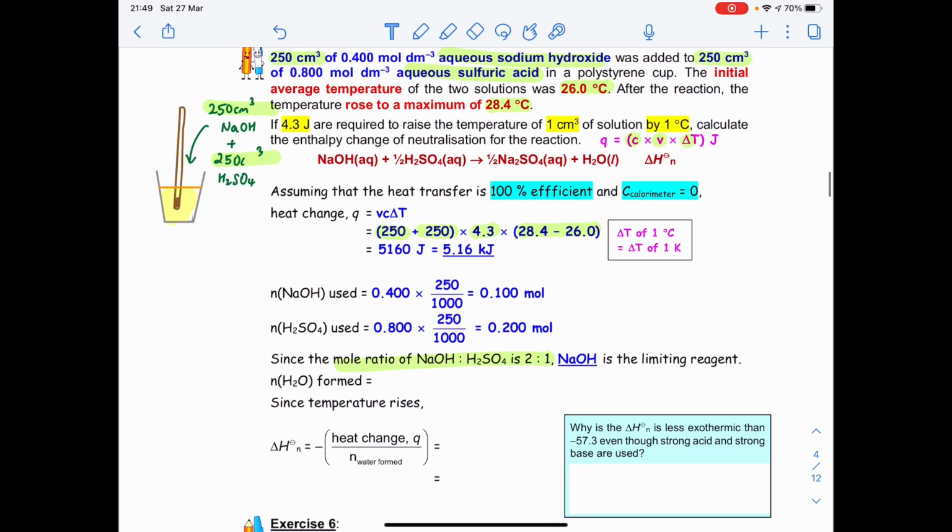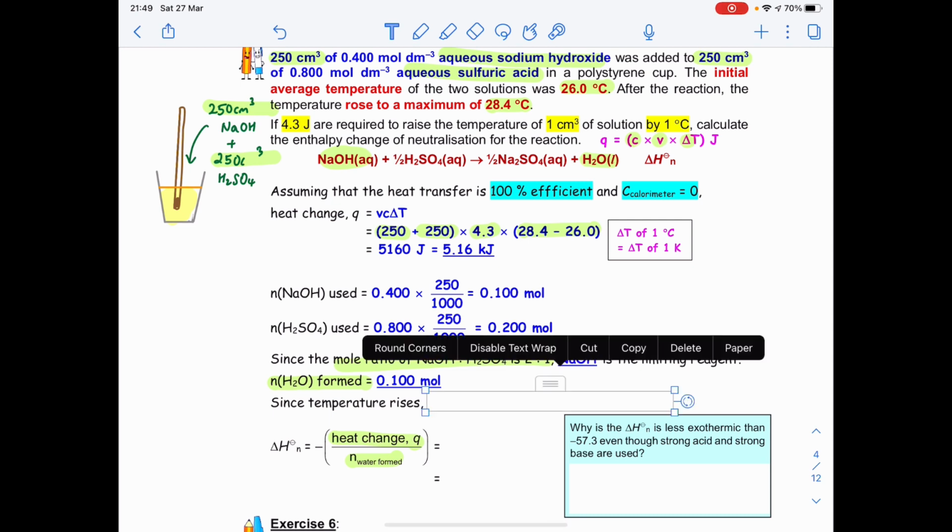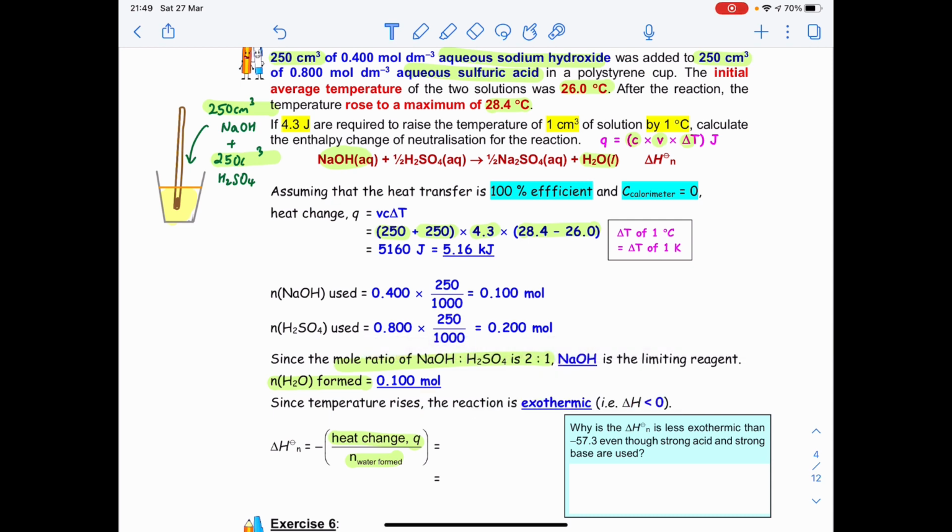To calculate the enthalpy change of neutralization, which is equal to minus Q over amount of water produced, I will need to know the amount of water formed. So from the limiting reagent, which is sodium hydroxide, the mole ratio of sodium hydroxide to water is 1:1. So the amount of water produced is the same as the amount of sodium hydroxide. And since temperature rises, the enthalpy of reaction is negative.